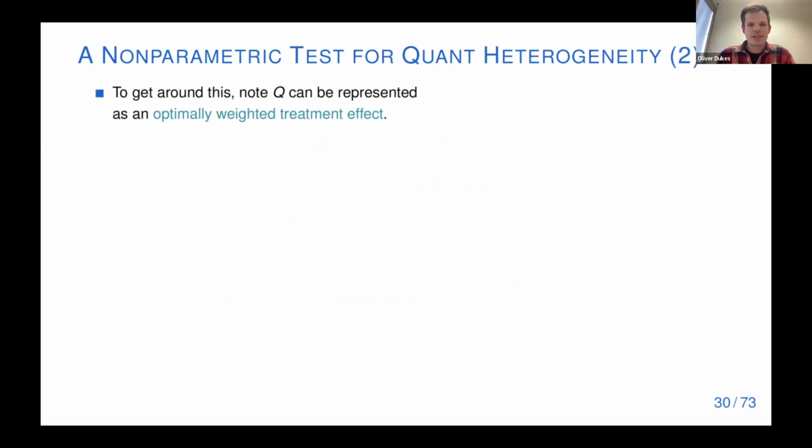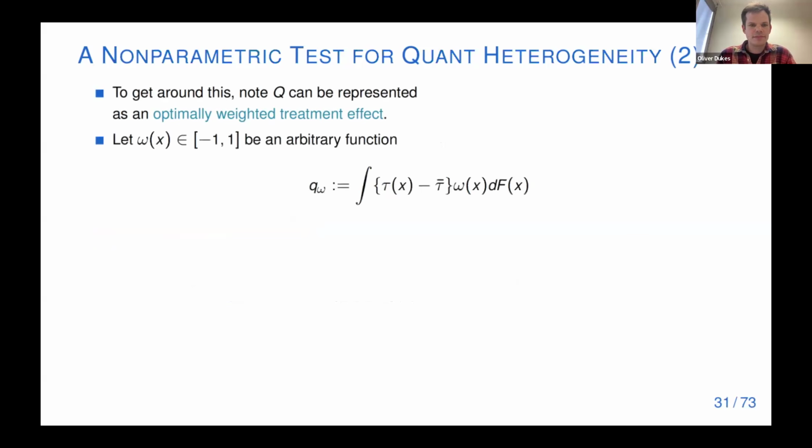So in order to get around this, we're going to represent Q as a type of optimally weighted treatment effect. Now I'm looking at another integral, except I don't have an absolute value anymore. Rather, I have this weight function, little omega, and the weights can be between -1 and +1.